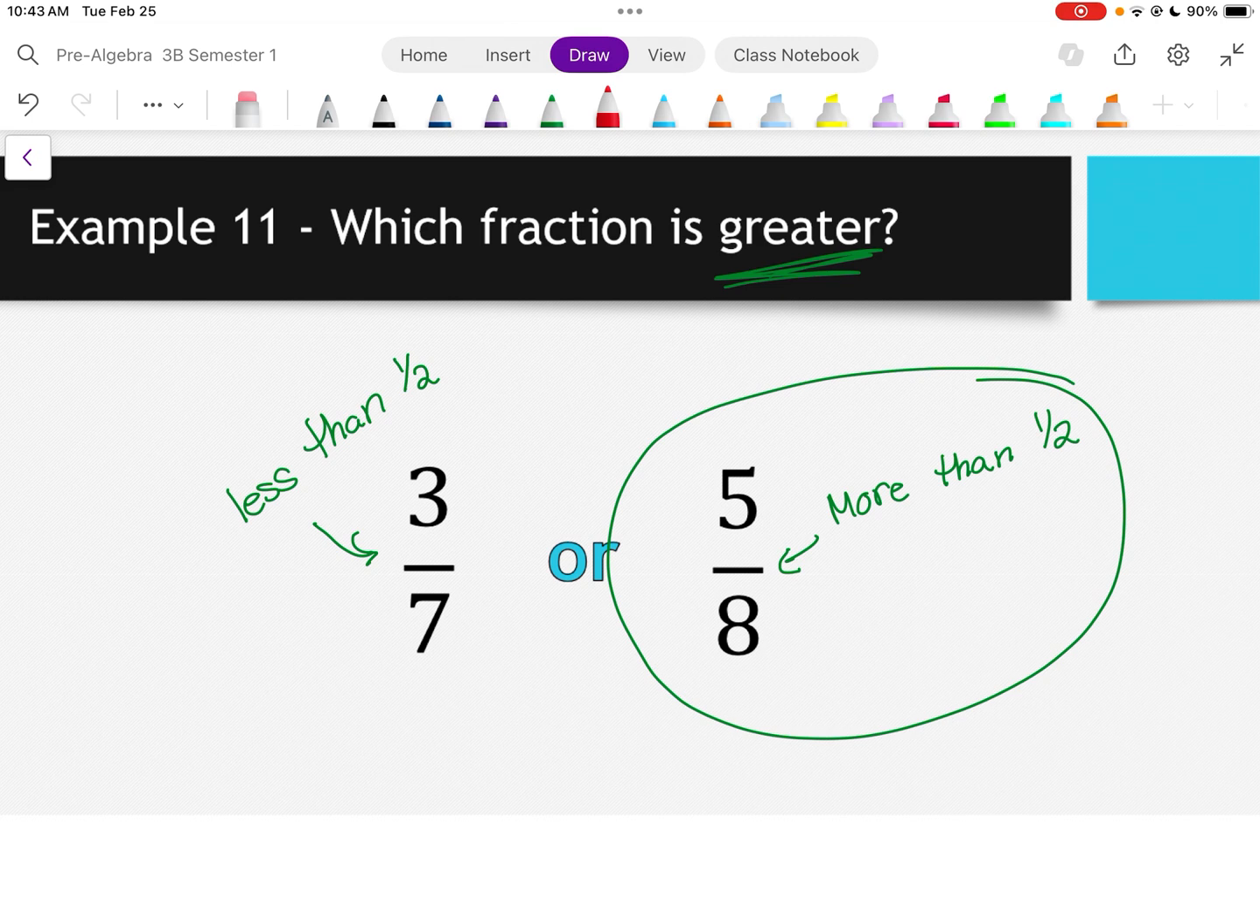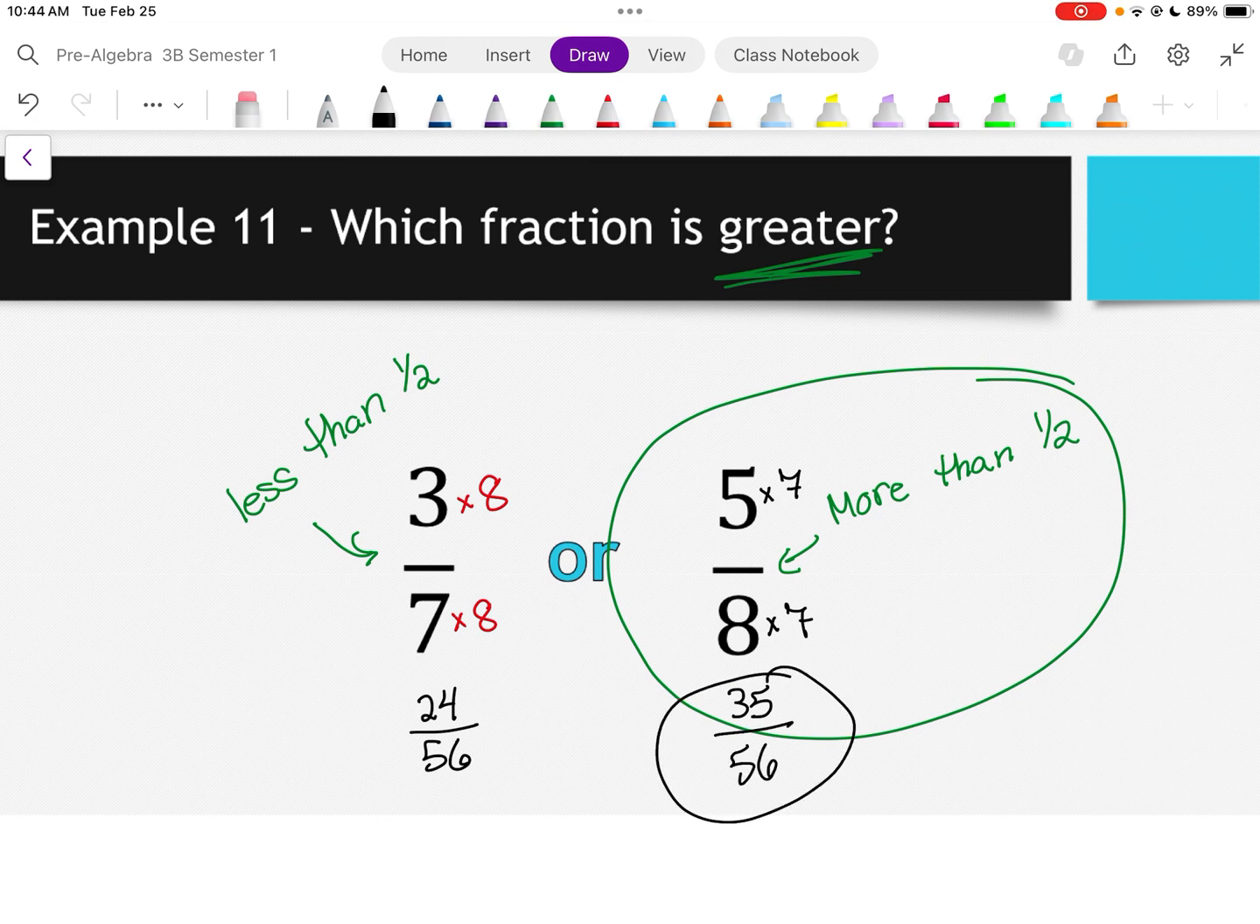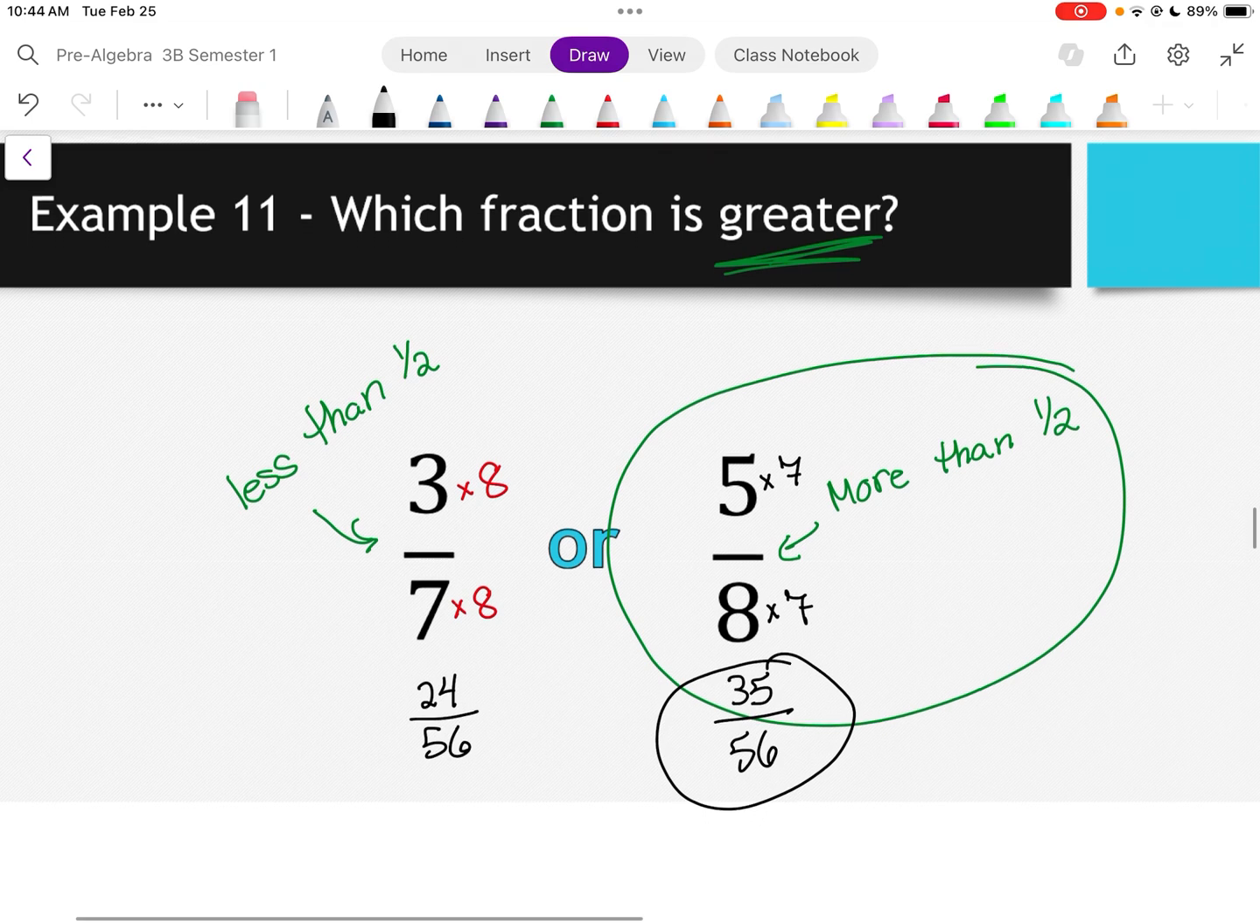And again, the way that we can check is by multiplying by the denominator of the other fraction on the top and the bottom. So 3 over 7, when we multiply those both by 8, we would get 24 over 56. And then 5 over 8, we'll multiply both of those by 7. And that gives us 35 over 56. And that shows that, again, 5 over 8 is more, or the greater number, because it's more than 24 over 56.